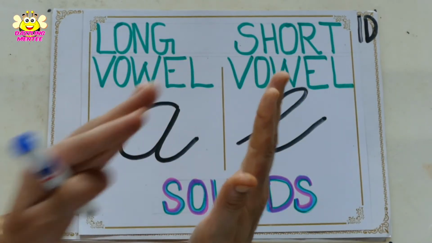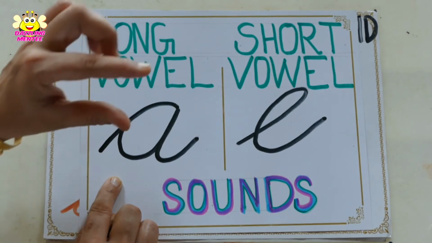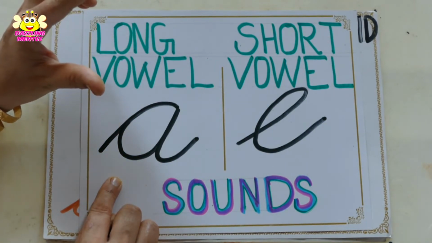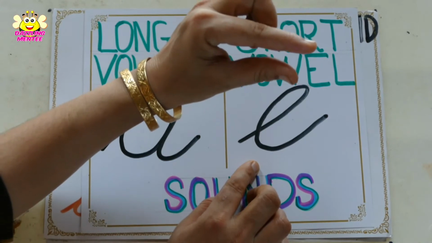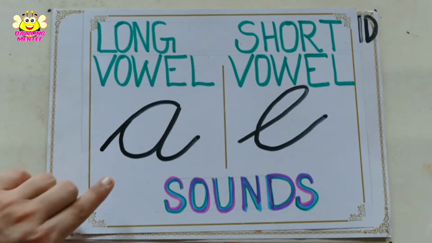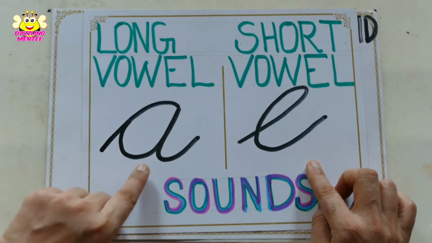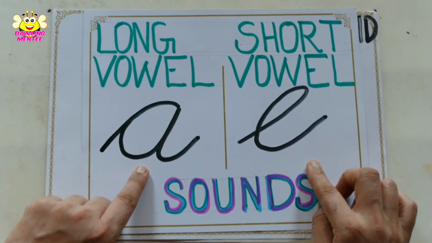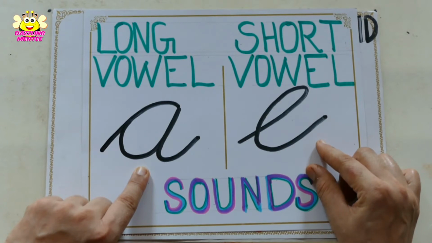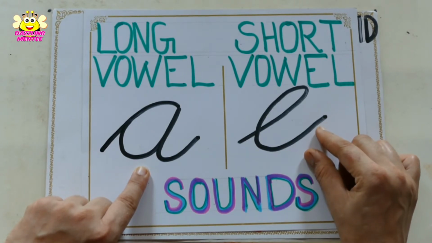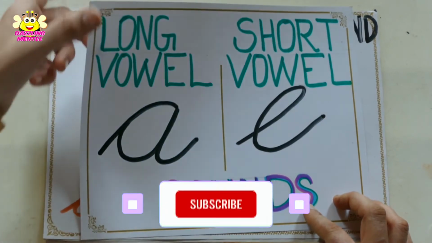Long, short. So in front of you, two examples. When you open your mouth wide, that is called long vowel sound. When you open a bit, that is called short vowel sound. Once again I am telling you, when you open your mouth broadly, that is called long vowel sound. When we open a bit like this, elephant, I, like this, that is called short vowel sound. Okay, now few examples in front of you.